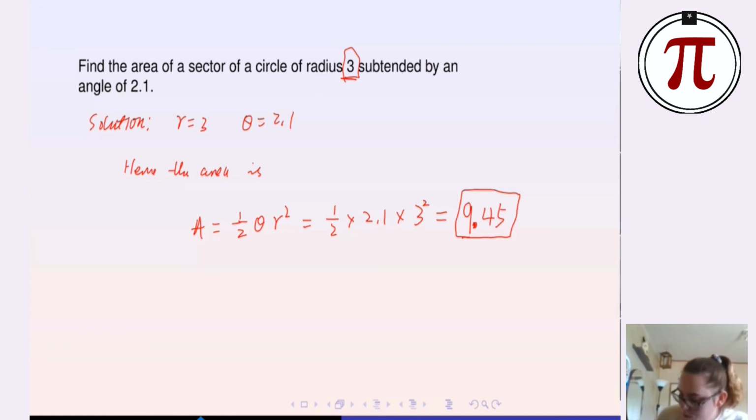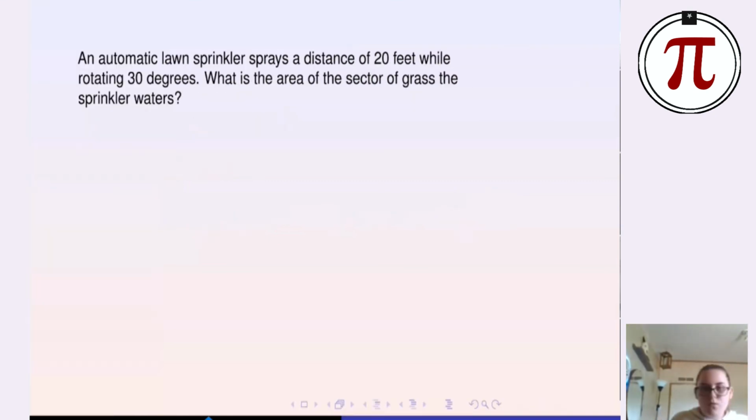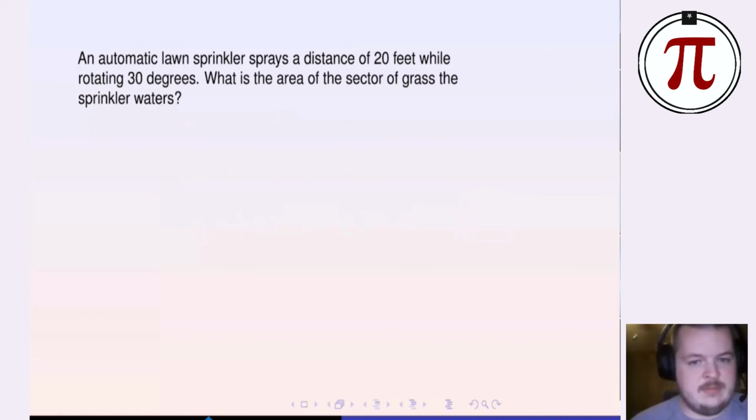All right, perfect. Consider another example here. Nick, can you read for us, please? An automatic lawn sprinkler sprays a distance of 20 feet while rotating 30 degrees. What is the area of the sector of the grass that the sprinkler waters? Okay, very good.